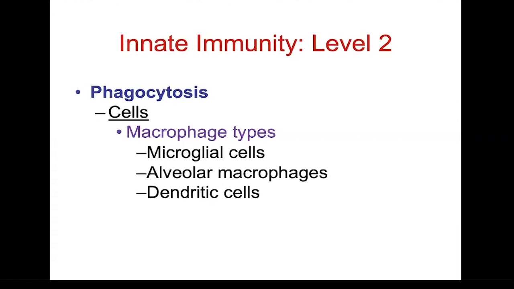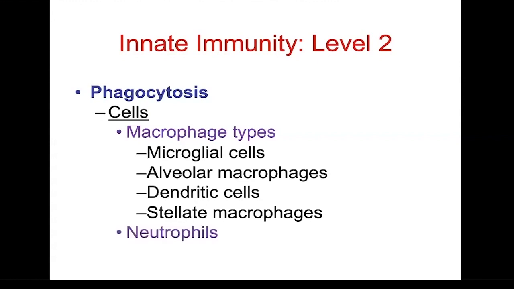Dendritic cells are associated with your skin. Once they come in contact with a pathogen and eat it, they will then move to the lymph node to present antigens to T cells. We'll talk about those later. Stellate macrophages are macrophages that reside within the liver. In addition, the second type of phagocytic cell are your neutrophils. Recall, these are granular sites and are usually the first to arrive at a site of infection.